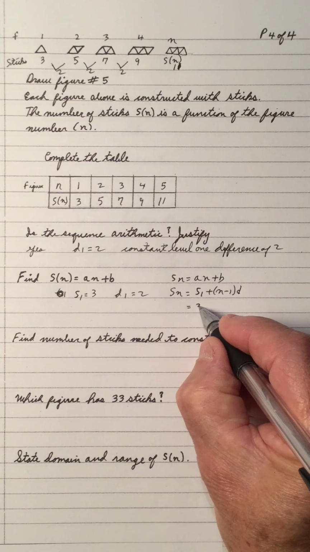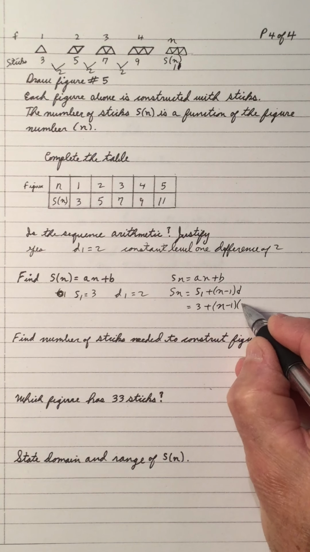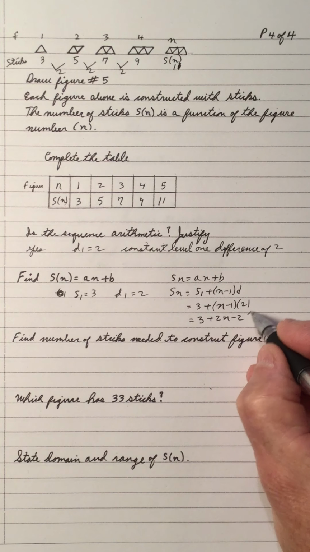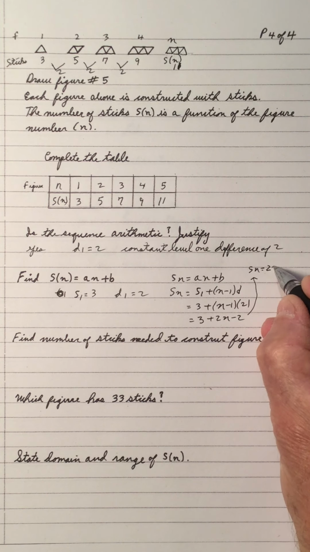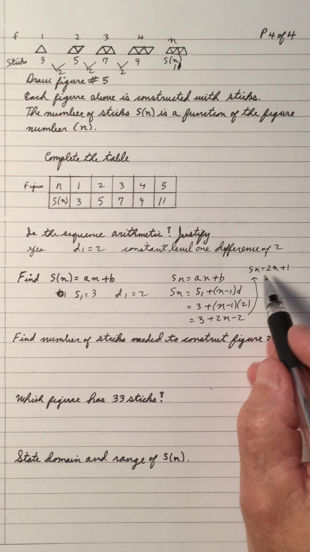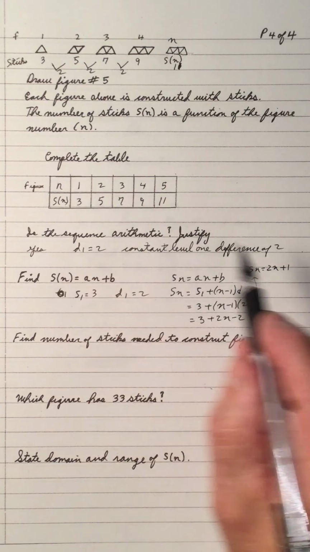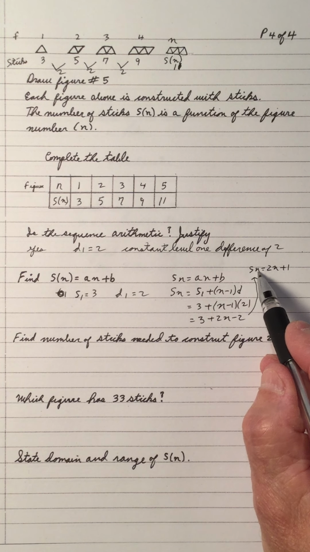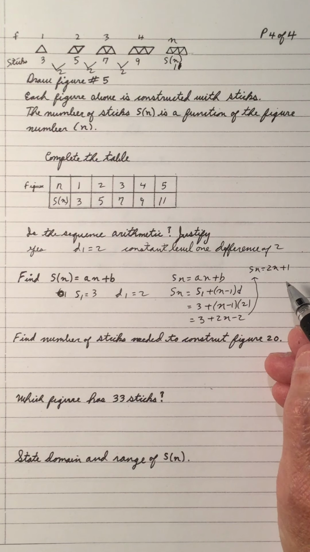So the first one is 3. n minus 1 times 2. 3 plus 2n minus 2. And that gives us Sn equals 2n plus 1. And we check to see if we're right. A 1 gives us a 3, so 2 times 1 is 2, plus 1 is 3. A 2 gives us S2, the number of sticks in diagram 2: 2 times 2 is 4, plus 1 is 5, so it looks good.